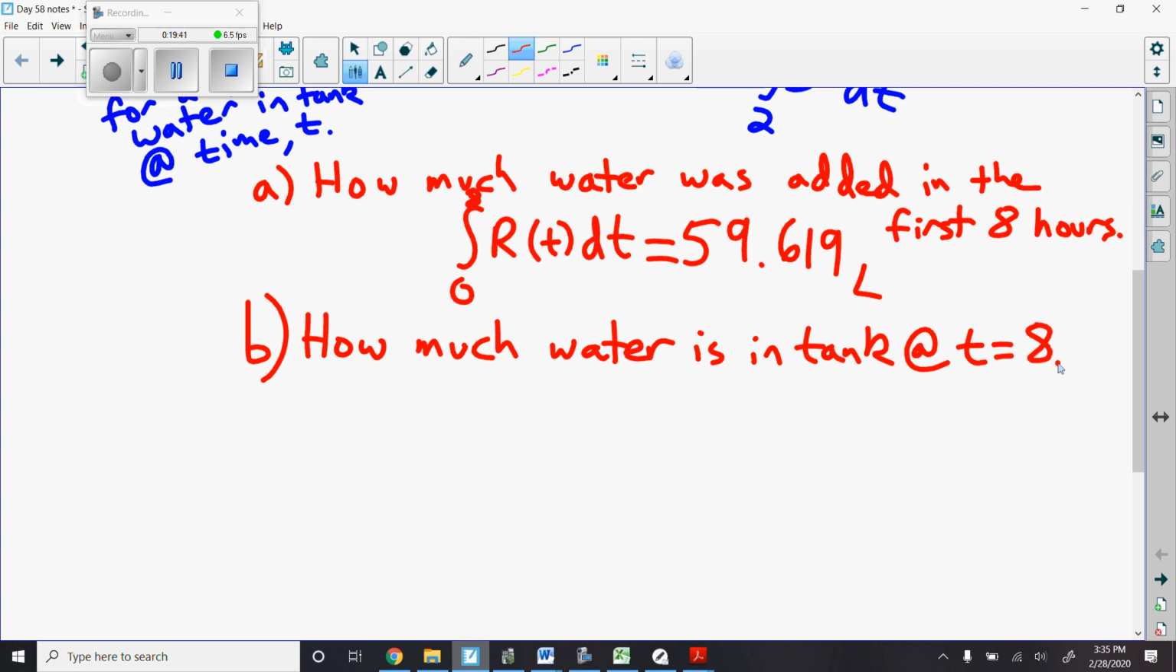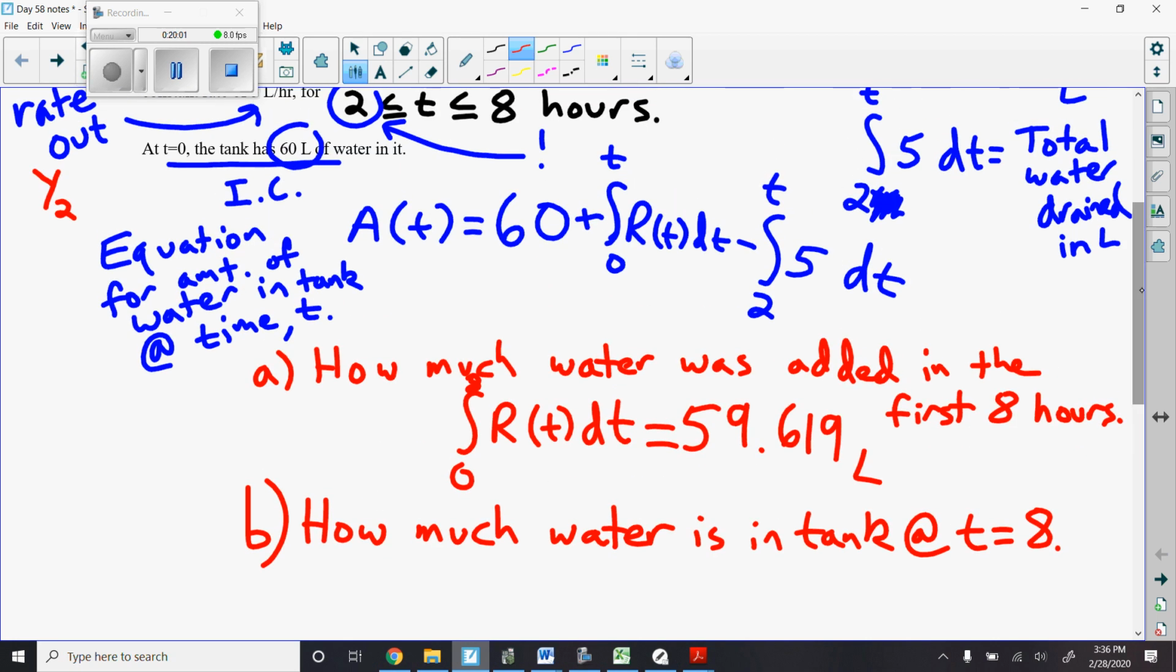Okay, so how much water is in the tank at t equals 8? Now, this doesn't say how much was added. It doesn't say how much was subtracted. It wants to know how much is in there. Well, that's where we want to use that equation that we wrote up here. This equation will be able to give us the amount of water in the tank at time t equals 8.